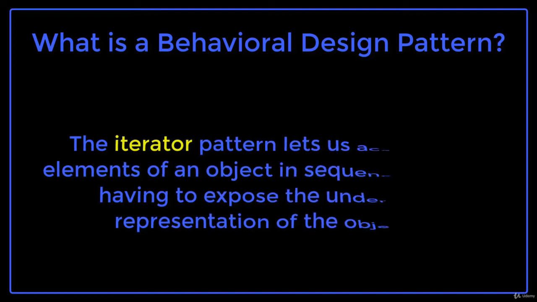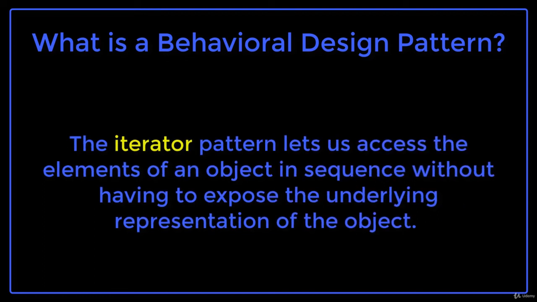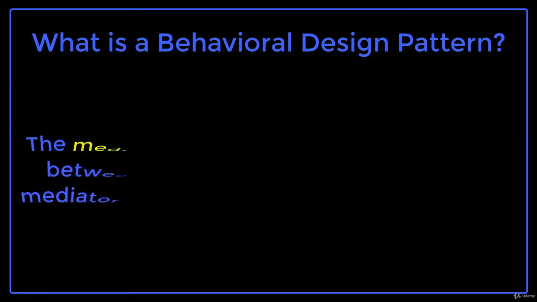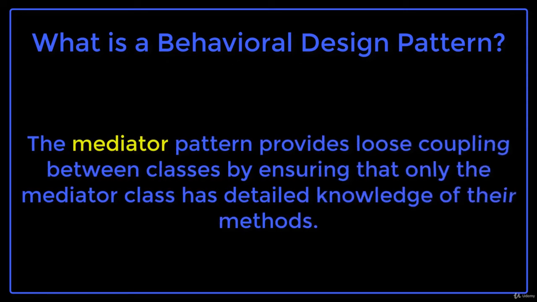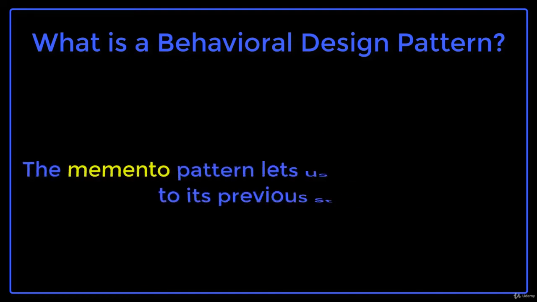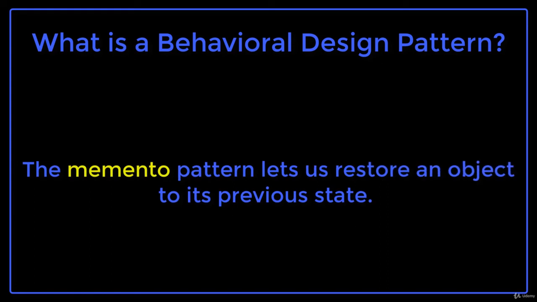The iterator pattern lets us access the elements of an object in sequence without having to expose the underlying representation of the object. The mediator pattern provides loose coupling between classes by ensuring that only the mediator class has detailed knowledge of their methods. The memento pattern lets us restore an object to its previous state.